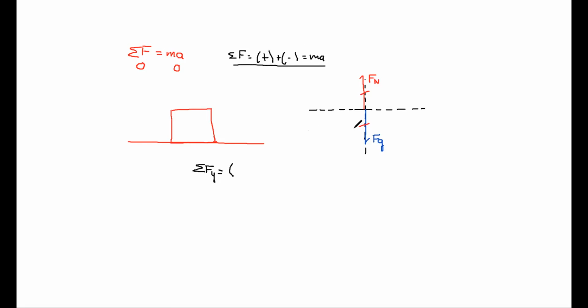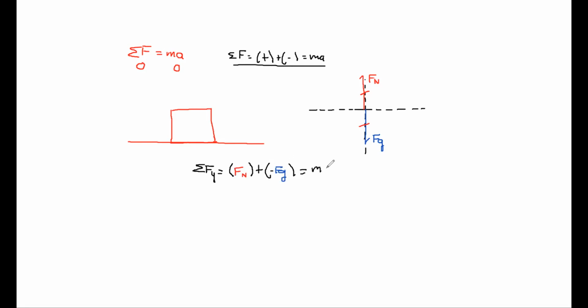So what's our positive force here? That's going to be normal force. All right, so we've got normal force up. Now we're going to add that with the negative force, and that negative force here is going to be gravity. So the force of gravity is going to be acting downward, so it's negative. And this is going to be equal to ma.